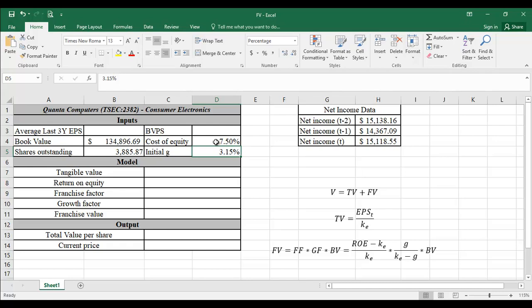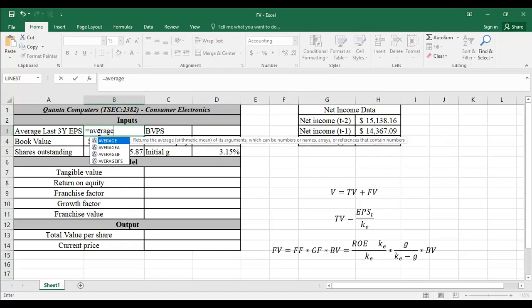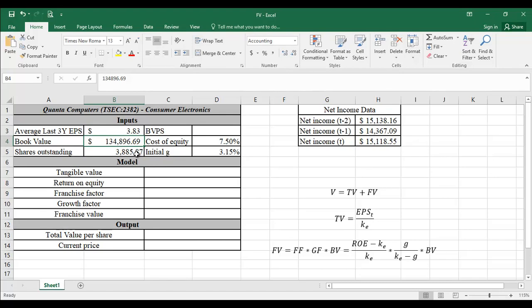The first thing that I need is the average EPS for the last 3 years. What I will do is average the net income for the past 3 years and then divide it by the number of shares, which will give me 3.83 Taiwanese dollars of EPS on average for the last 3 years. The next thing that I need is the book value per share. This is simply dividing the book value of the company by the number of shares. So now we can proceed with the equations.